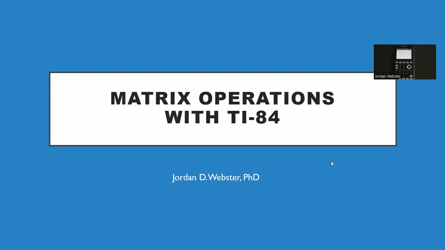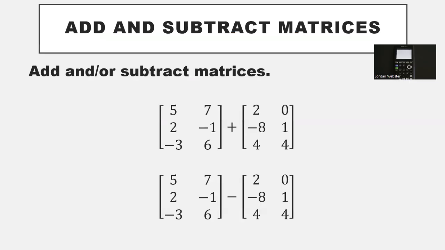In this video, we're going to take a look at how to do matrix operations with the TI-84 calculator. Let's start with adding and subtracting matrices. So we're going to add and subtract these two matrices. Both of them are 3x2 matrices, and one will add and the other will subtract.